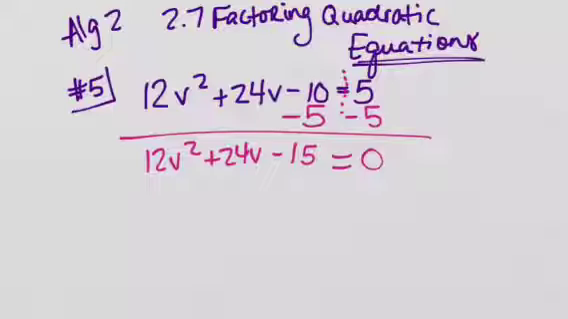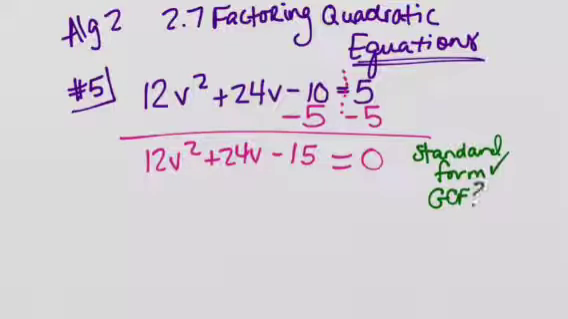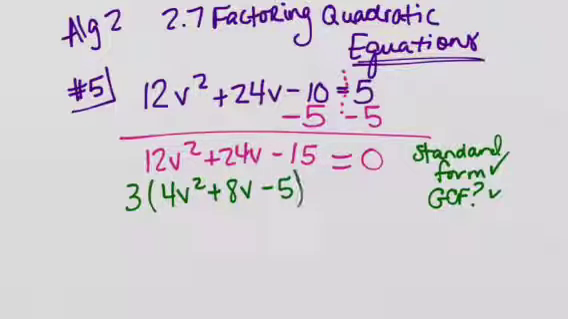Now, set equal to 0, I want to see if it is in standard form, and the answer is yes. I want to see if it has a greatest common factor. Can I pull something out to make these numbers a little bit smaller? Thankfully it has a 3 I can pull out. So it's going to be 3 times 4v squared plus 8v minus 5, and that 3 is just going to hang out until the end.